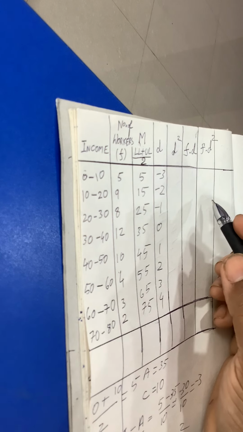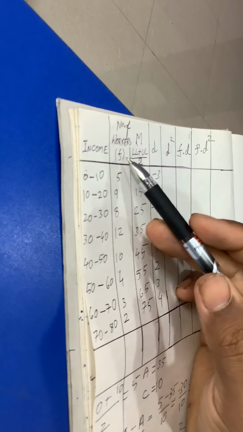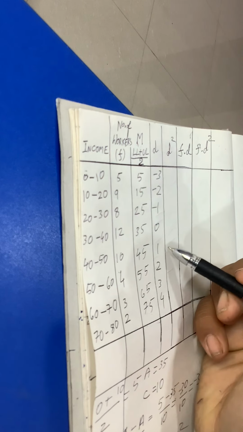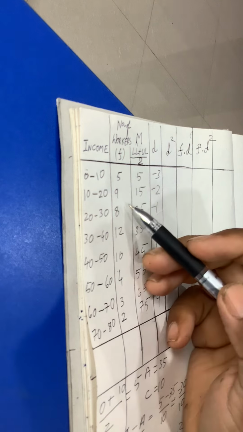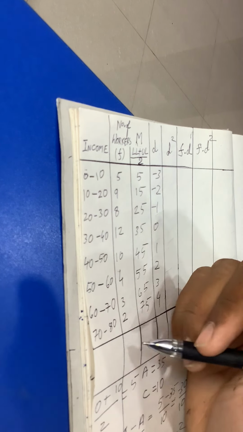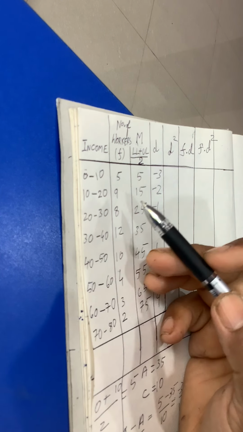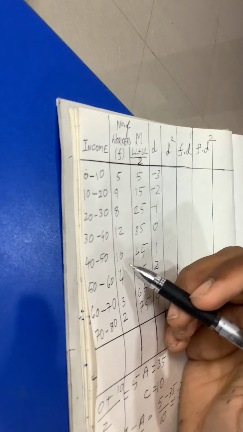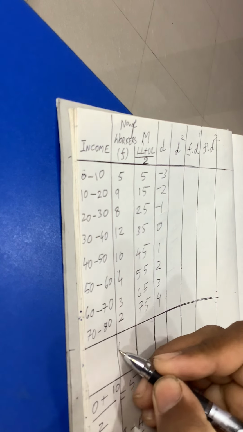Now the next step is multiplying F into D. So take the frequency and multiply it with the deviations we have found. Before that, let's add up the F values to get our total N, or total number of workers in this population. So our N is 5 plus 9 plus 8 plus 12 plus 10 plus 4 plus 3 plus 2, which gives us N equal to 53.